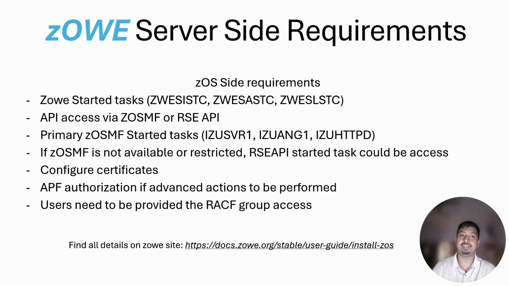And you need to configure the certificates. You, as in the IBM sysprog or your company's system programmers, will need this. ZOE will need the APF authorization if advanced actions are to be performed by ZOE. And users need to be finally provided the RACF group access. I just wanted to explain this so that you understand how ZOE works on the back side. All the details are listed on zowe.org, so definitely go and visit.